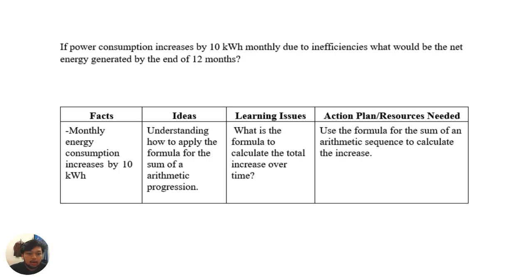So let's look at the Philas table. Facts: monthly energy consumption increases by 10 kilowatt-hour. Ideas: understanding how to apply the formula for the sum of an arithmetic progression. Learning issues: what is the formula to calculate the total increases over time? So the action plan is to use the formula for the sum of an arithmetic sequence to calculate the increases.